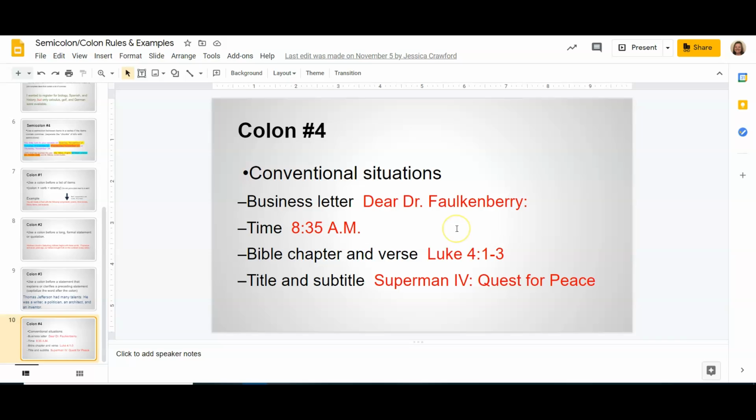And the last one are conventional situations in which we use a colon. So a business letter, Dear Dr. Falconberry, colon, Dear Dr. Harrison, colon, Dear Mr. President, colon. Time, of course, Bible chapters and verses. So my Bible chapter is Luke chapter 4, verses 1 to 3. So Luke 4, colon, 1 to 3.